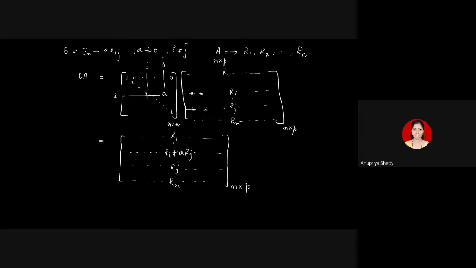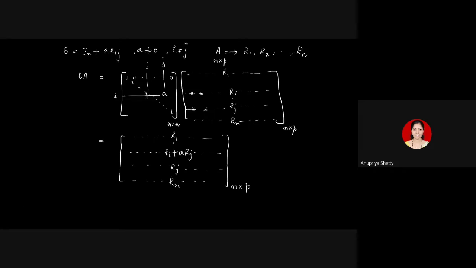Or equivalently, what it does on left multiplication is multiply the jth row with the scalar a and add it to the ith row. That is precisely the elementary row operation of type 1. So if you want to perform an elementary row operation of type 1 on a given matrix A, that is equivalent to multiplying by an elementary matrix of type 1. Performing an elementary row operation of type 1 is equivalent to multiplying on the left side by a suitable elementary matrix of type 1.